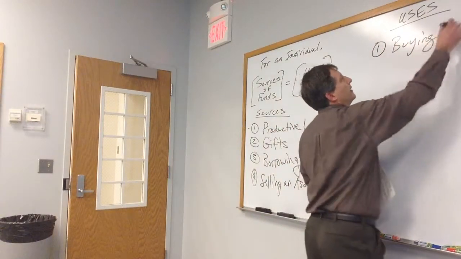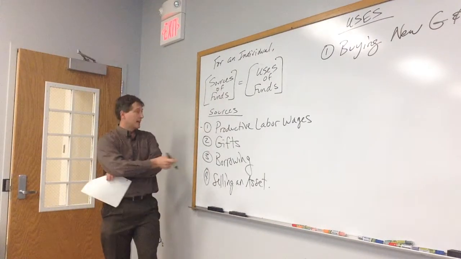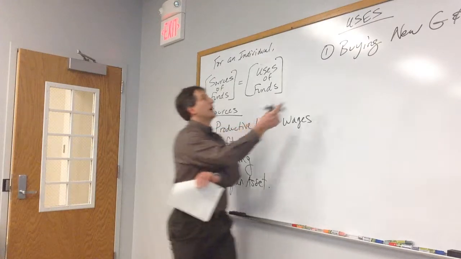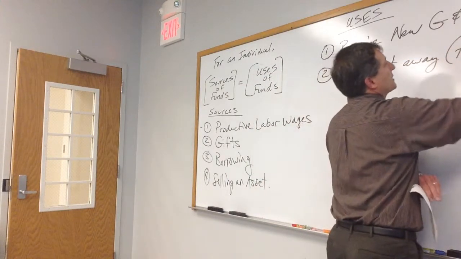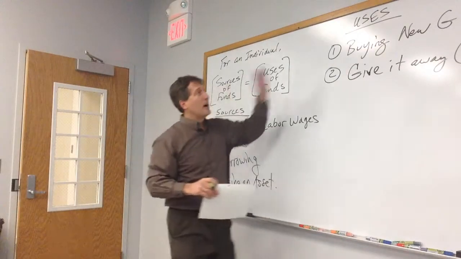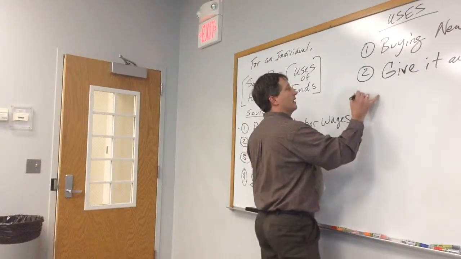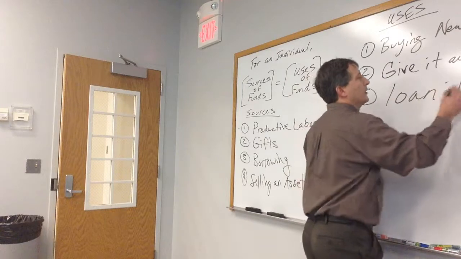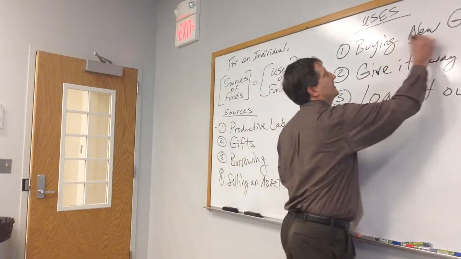What are some uses of funds? Buying stuff, right? So one thing is buying new goods and services. We buy things. Giving, good. So opposite of receiving, we give it away. We're going to start to use this word more and more, a transfer, which is where we're ultimately going with this. So we got buying new goods and services, transfers, loaning, yes. We can lend our money, so loan it out. And I tried to emphasize new goods and services.